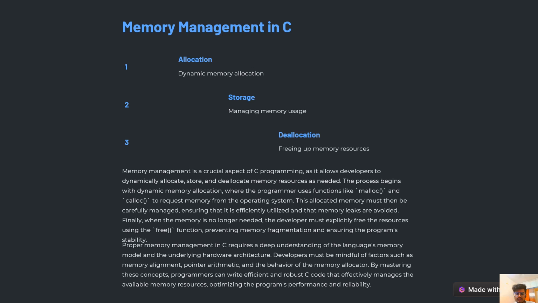Proper memory management in C requires a deep understanding of the language's memory model and the underlying hardware architecture. Developers must be mindful of factors such as memory alignment, pointer arithmetic, and the behavior of the memory allocator. By mastering these concepts, programmers can write efficient and robust C code that effectively manages the available memory resources, optimizing the program's performance and reliability.